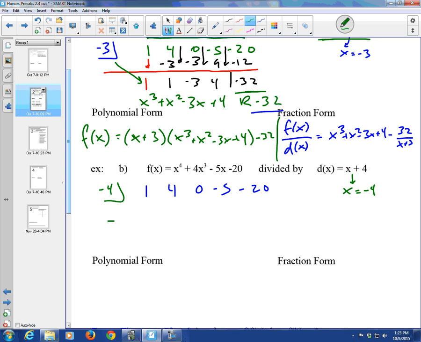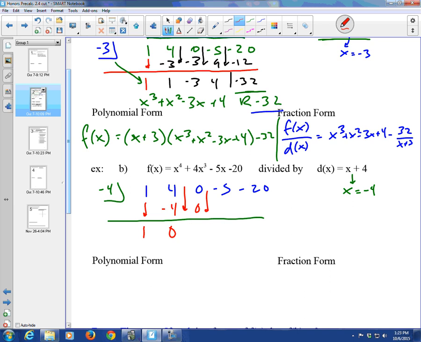Then right here, I'm just going to go through the process of synthetic division. So we always drop the first term, and then we multiply diagonally and add vertically. So right here it's negative 4 times 1 gives us negative 4, and then we add positive 4 and a negative 4 gives us 0. Negative 4 times 0 gives us 0.